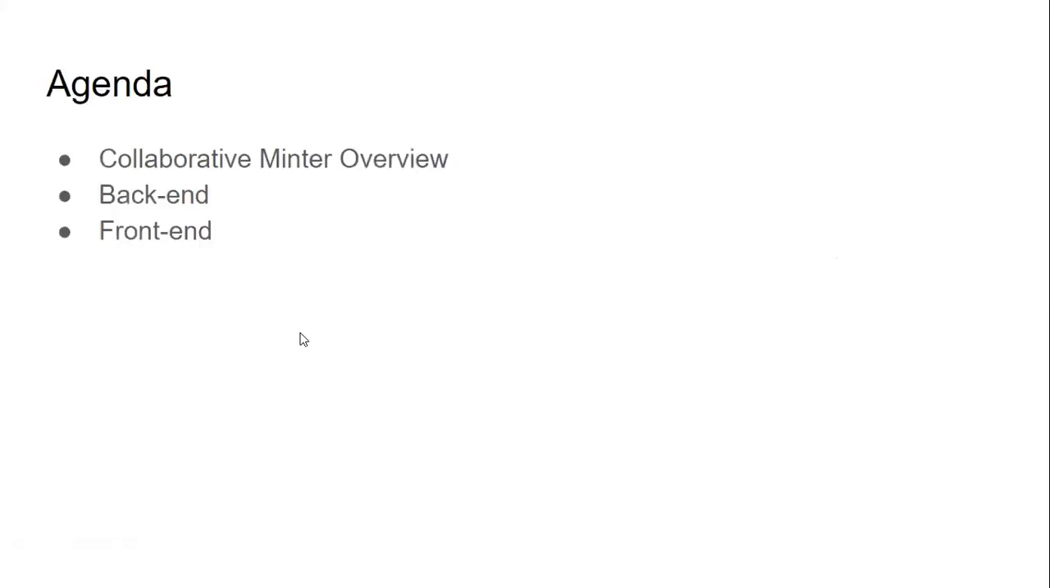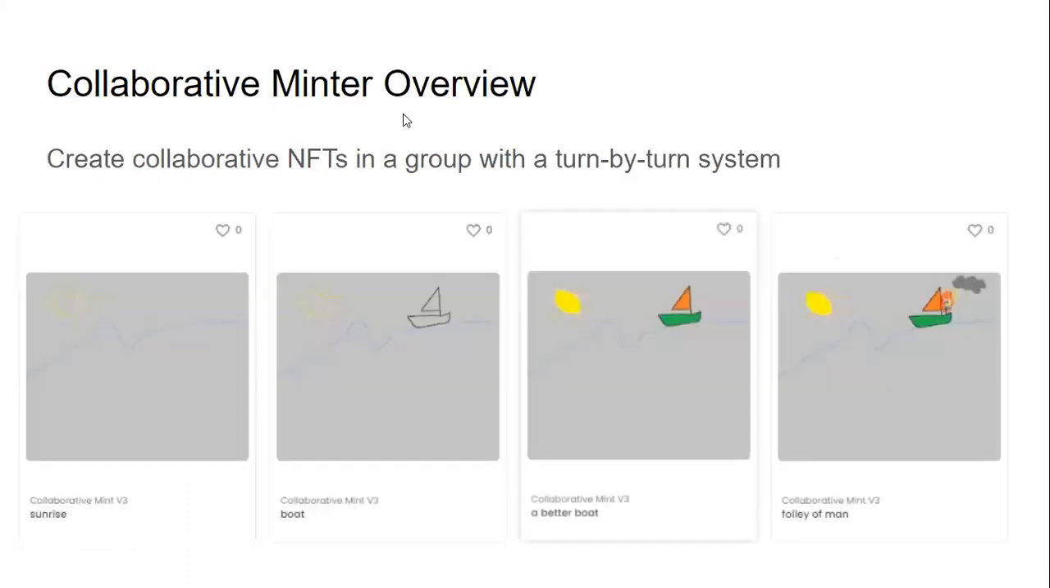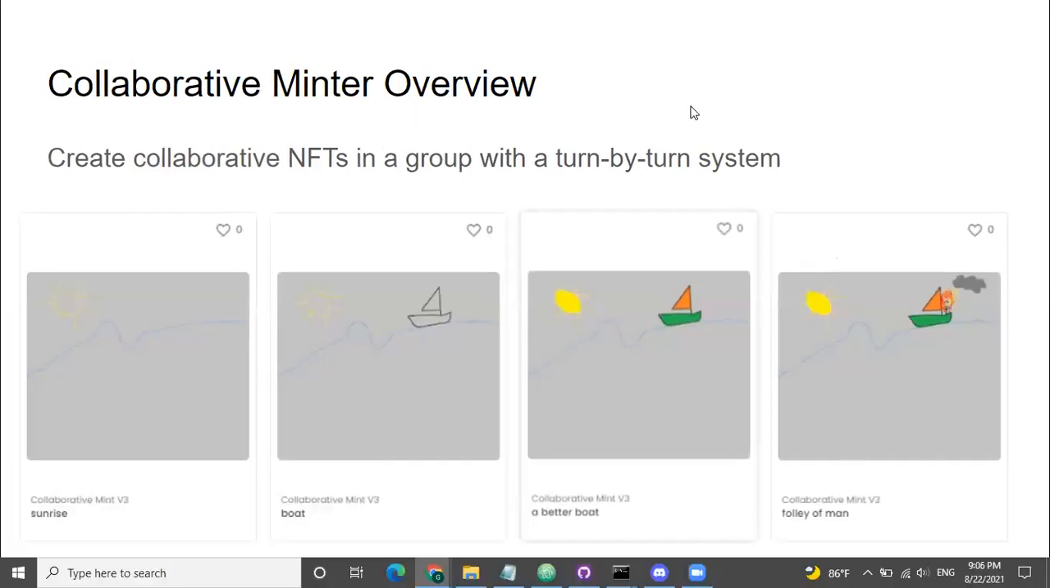So here's how we're going to go through it. We have an overview of the project, and then I'm going to go more in depth with the back end and then the front end. I call it a collaborative mentor. The reason I call it that is because it creates non-fungible tokens, NFTs, which are these digital collectibles, and it does it in a turn-by-turn manner.